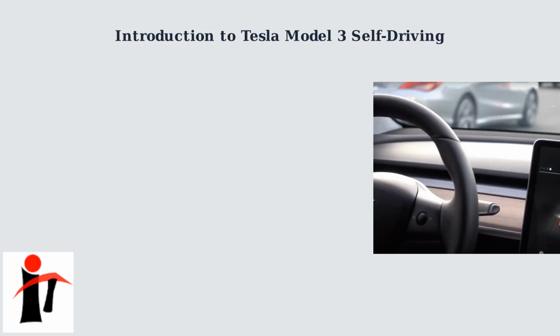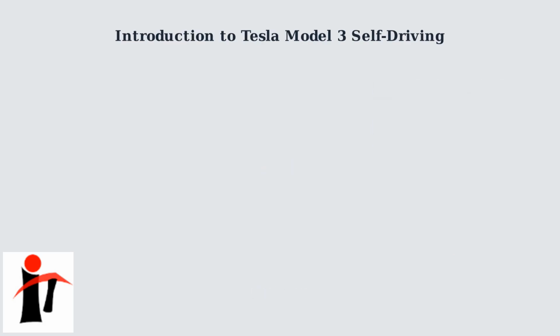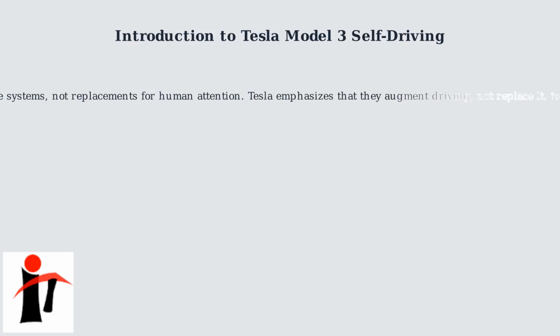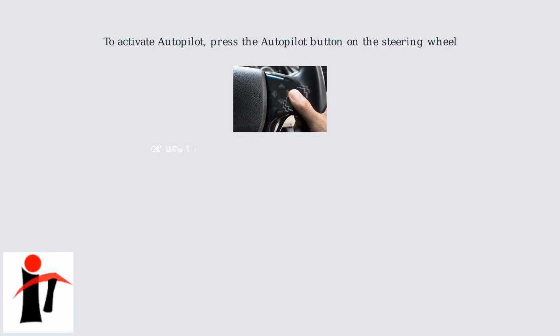This shows the interior of a Tesla Model 3, with the dashboard and touchscreen displaying navigation and speed information. Traffic-aware cruise control helps maintain safe following distance and speed. Always remember to maintain supervision and not rely solely on the system. Remember, these are driver assistance systems that augment driving, not replace it. Autopilot is standard on the Model 3 and primarily designed for highway use.